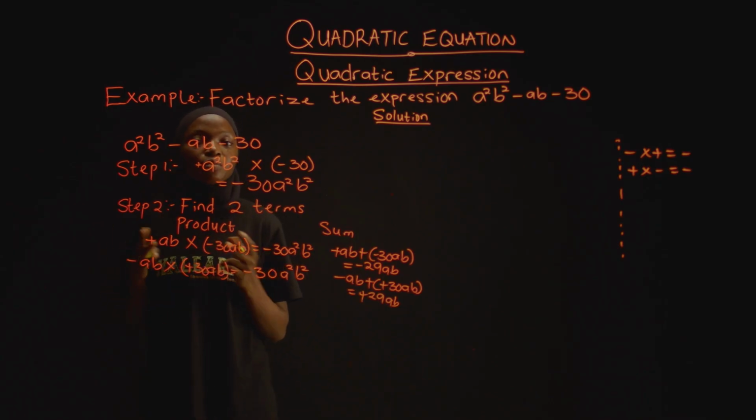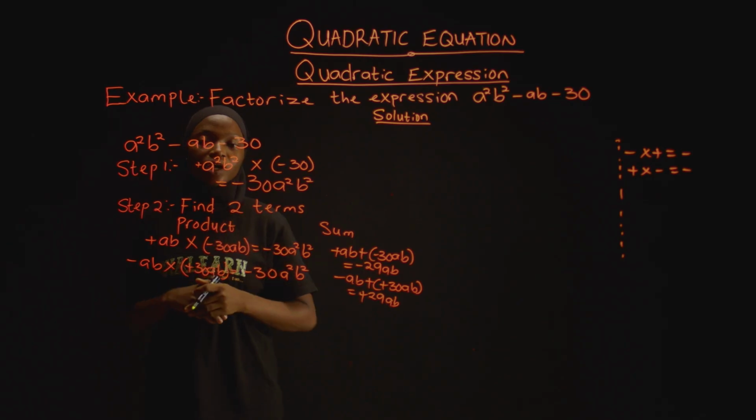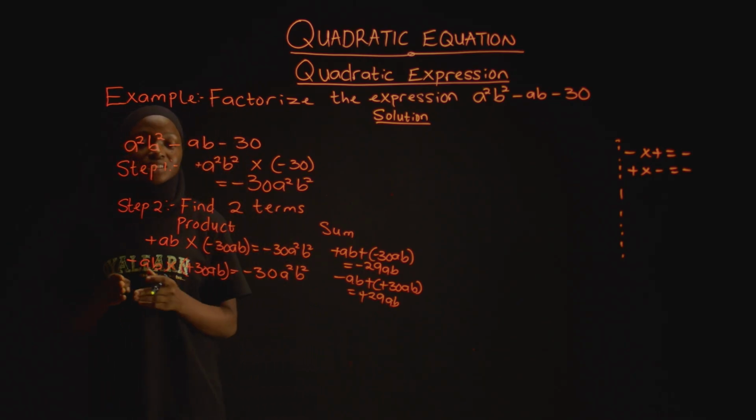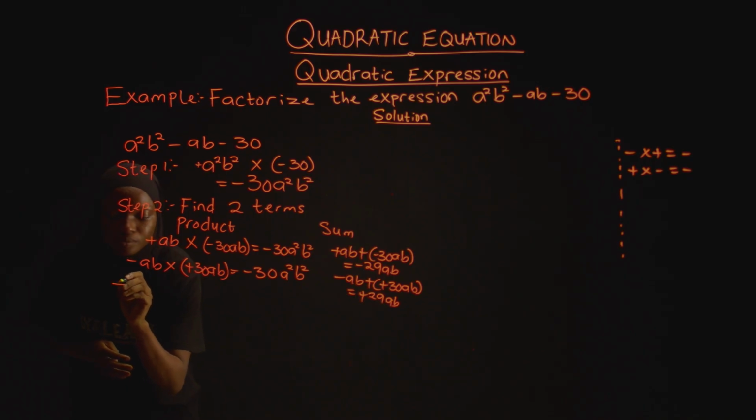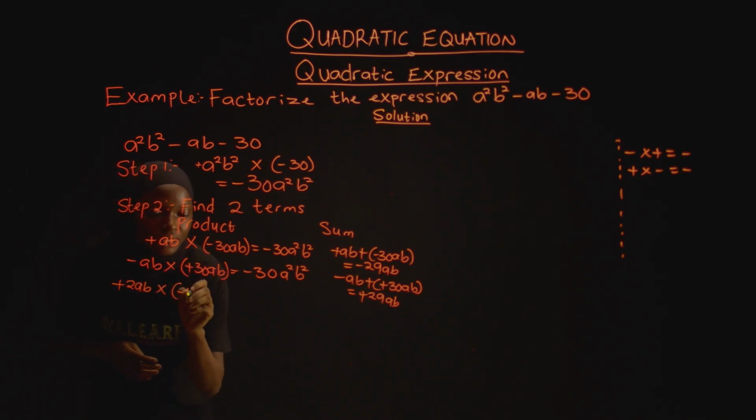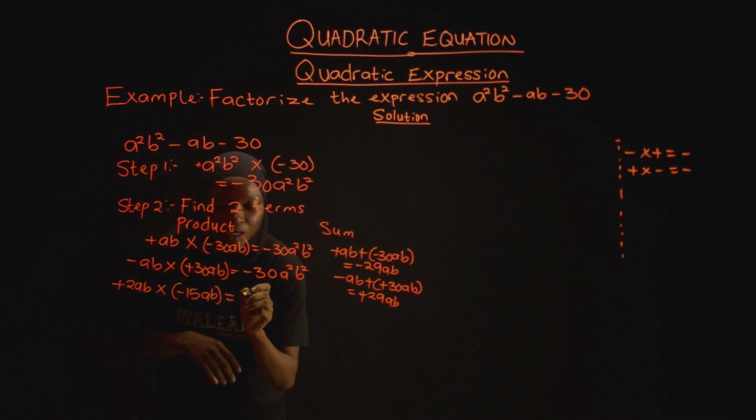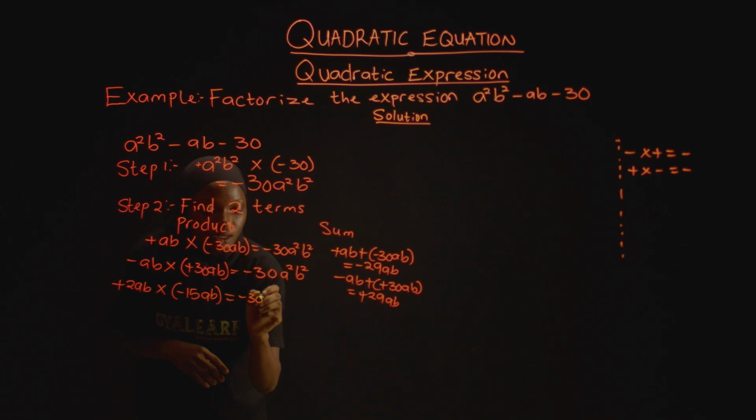Which two numbers can I multiply together to give me this 30, this coefficient that we have here? We can say 2 multiplied by 15. So we interchange the signs. We'll start with plus 2ab multiplied by minus 15ab. So here we'll have plus times minus gives minus, 15 times 2 is 30, and ab times ab will have a squared b squared.